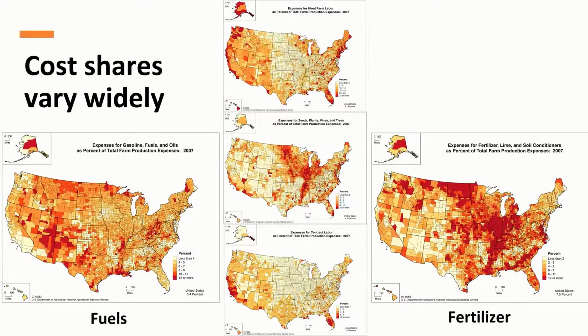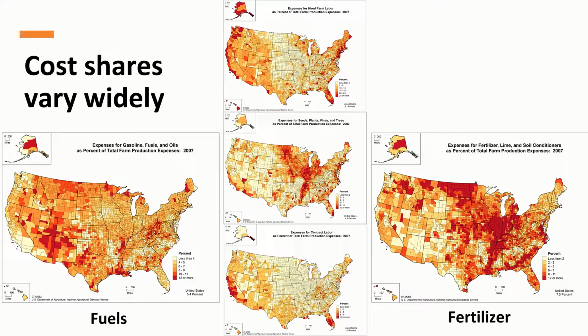So here's some cost shares you can see. So big ones on the left and the right, fuels and fertilizer. And you can see that fertilizer tends to be a larger share of costs in the East. Well, why? Because you don't have all those irrigation costs. In the West, you've got more irrigation costs and hence more fuel costs typically. So there's a broad East-West distinction there.